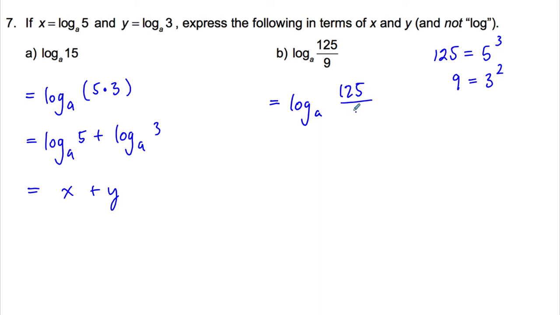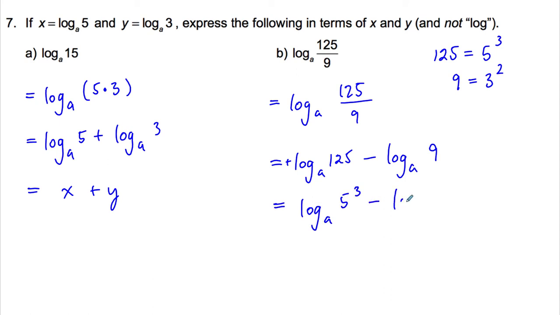125 over 9. Since we're dividing these 2 powers, we can write that as a difference of 2 logarithms, or as a difference of 2 exponents. The exponent is the output of the logarithm. And so the numerator power of 125 goes with the positive logarithm, and the denominator 9 power goes with the negative logarithm. Then we can rewrite 125 as 5 cubed, and we can rewrite 9 as 3 squared.